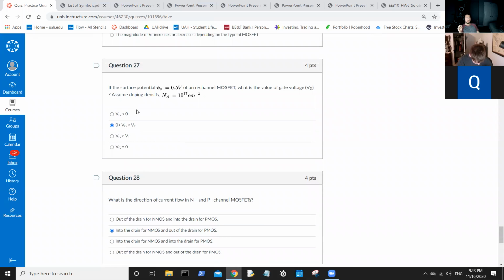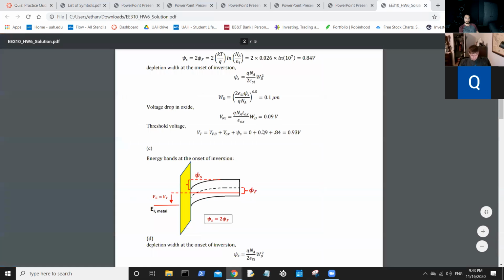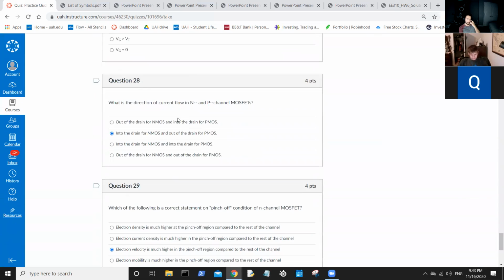Question 27. If the surface potential is 0.5 volts, what is the value of gate voltage? So it varies between 0 and the threshold voltage here. It's not less than 0, because if it was less than 0, it would be in accumulation condition. And if it's equal to 0, it would be in flat band condition. There wouldn't be a surface potential. And if it was greater than 0, the surface potential would be a little bit higher than that. And you can solve this numerically by back solving with some of the formulas that we're going to write down soon.